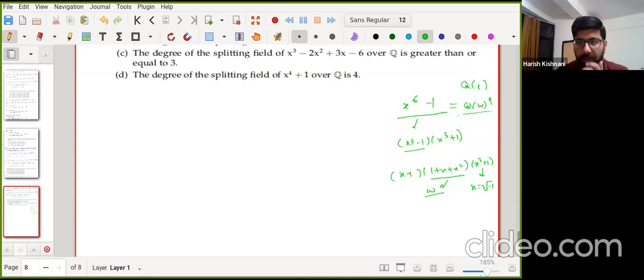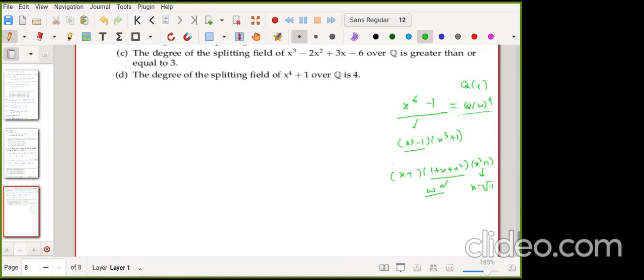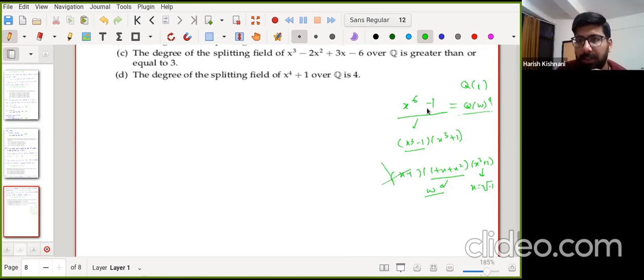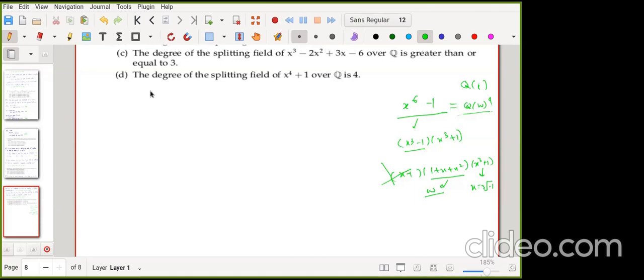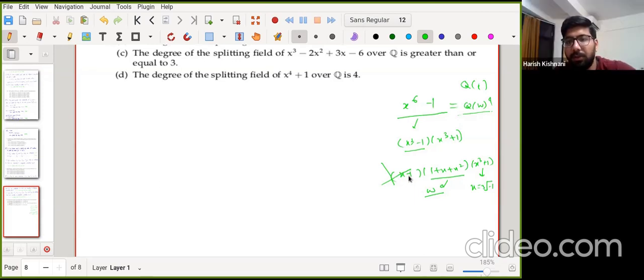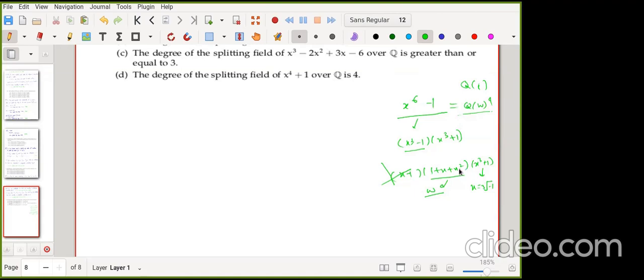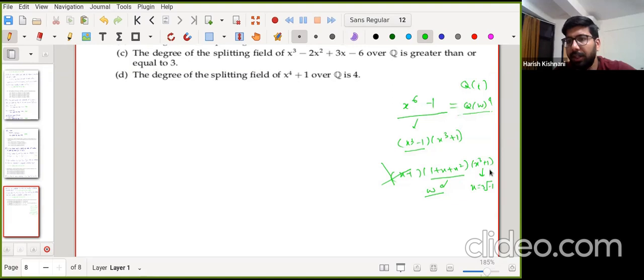What about this polynomial? This polynomial has a root in Q, so you can write x^6 minus 1 like this in terms of irreducible polynomials, right? x minus 1 has root 1, which is already in Q. This has root omega, but this one doesn't have root omega, right?